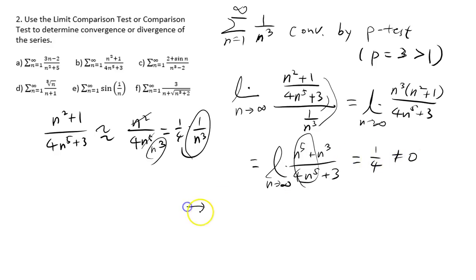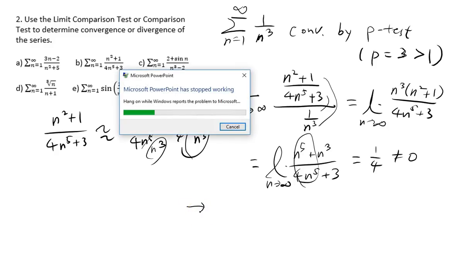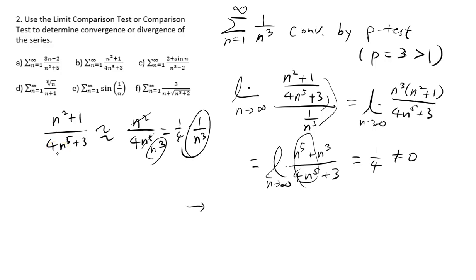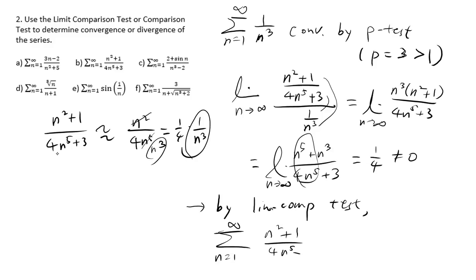And therefore, we can say that, sorry, there was a technical problem. So we have 1/4. That means by the limit comparison test, we know that the sum from n equals 1 through infinity of n squared plus 1 over 4n to the 5th plus 3 converges.